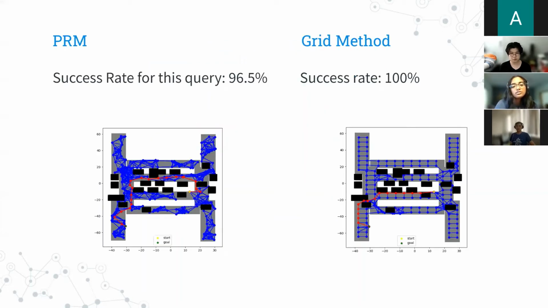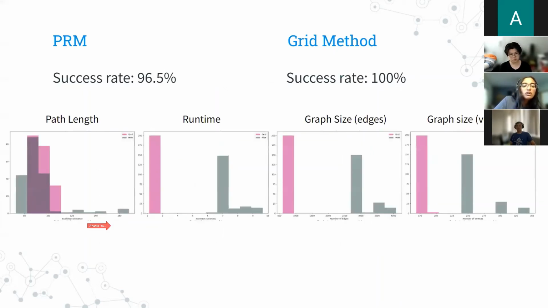So in this presentation, we'll only cover 2 of our queries. The remaining are found in our supplemental material. For this query, we start in the middle and our goal is on the bottom right. It is a fairly simple query and the PRM success rate was approximately 96.5% of the time. So what we're showing here are 4 histograms. The pink represents the grid method's path length, runtime, and graph size, and the gray represents the PRM's path length, runtime, and graph size.